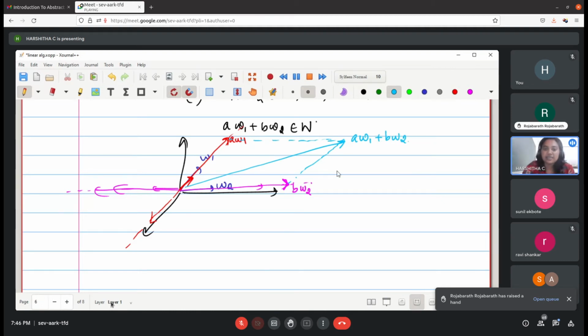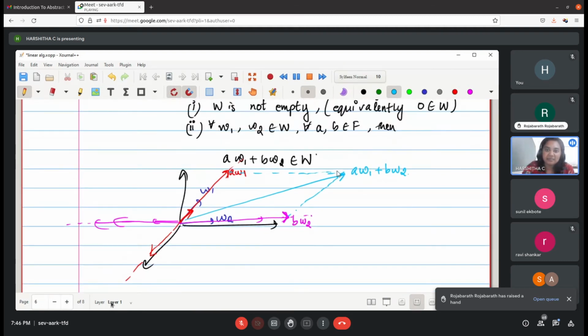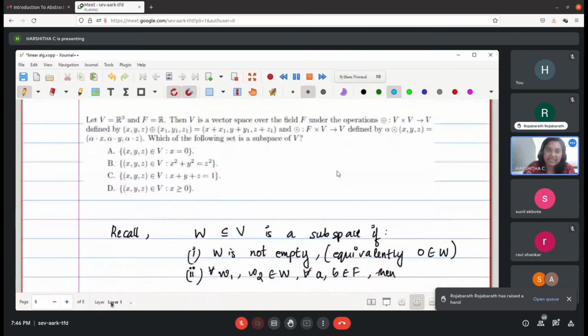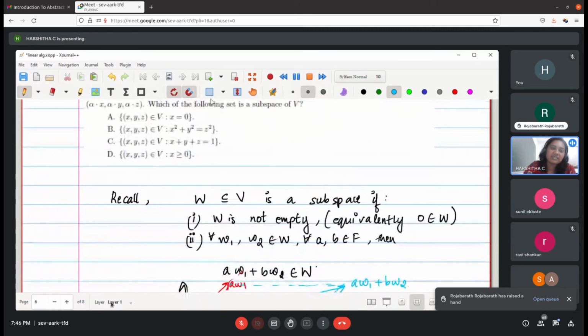Okay, so why I'm saying this is, if you understand pictorially, you can in some way guess which of these are possibly subspaces. You can definitely check these conditions and see if it works out, or if it doesn't seem like it's working out, try to get a counterexample and so on. But in my personal opinion, I feel that this understanding will give a better edge. So let's do an example.